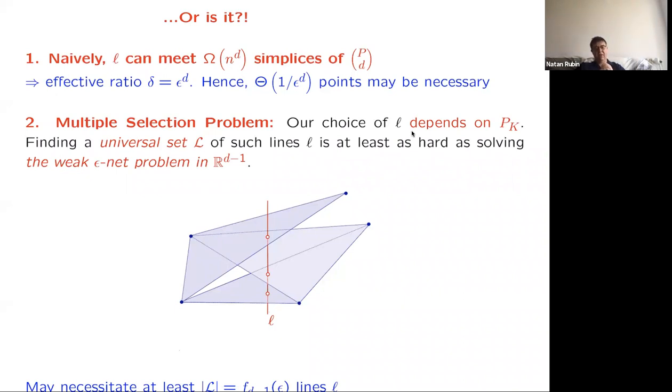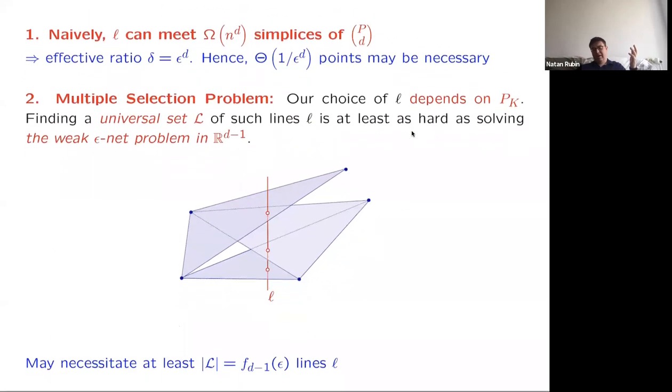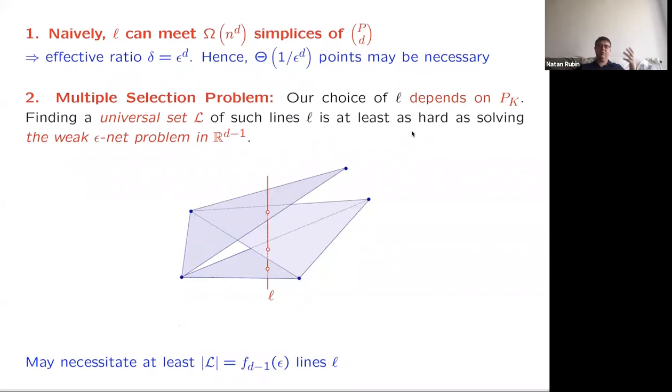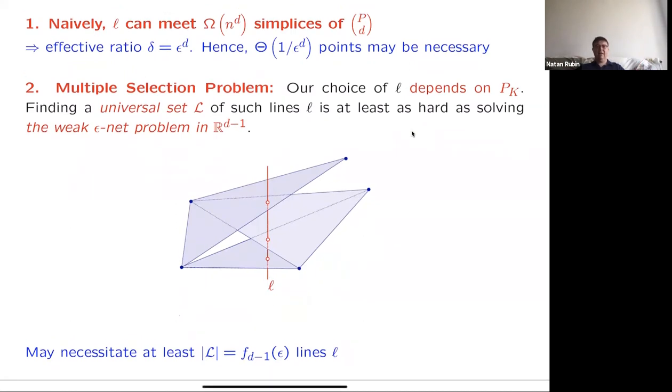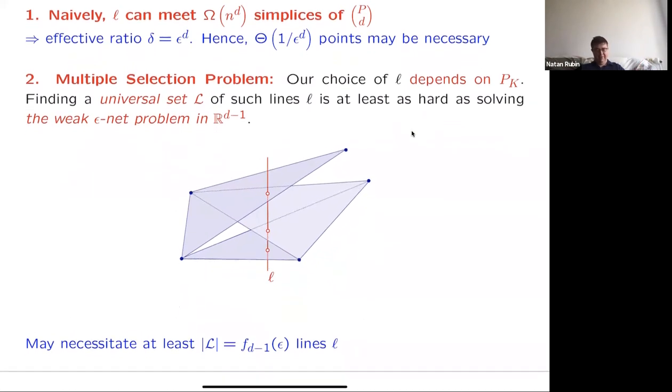And also there is the problem that we have chosen our line with knowledge of our convex set, and if we seek to serve all the possible heavy convex sets, this is essentially at least as hard as solving the D minus one dimensional epsilon net problem, and we may need many such lines.